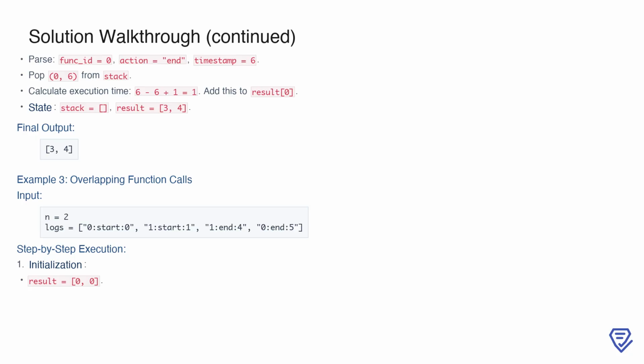Next, the third log marks the end of function 1 at timestamp 4. We pop [1, 1] from the stack and calculate function 1's execution time as 4 - 1 + 1 equals 4, adding this to result[1]. We also update the start time for the function at the top of the stack to [0, 5], to reflect the adjusted start time of function 0. Now, the stack contains [0, 5], and result becomes [1, 4].